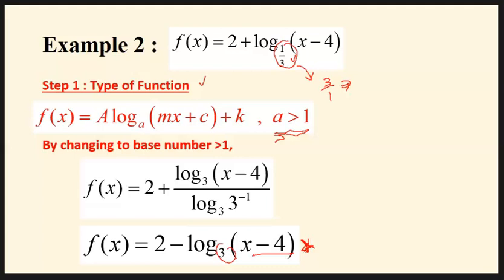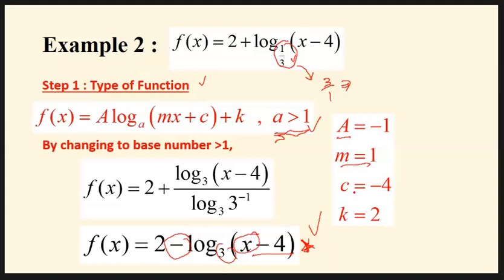And if we want to compare in detail this new form with our general equation, this is what we find: we have our a, which is the coefficient of log, is -1. The m, the coefficient of x, is 1. The c, which is the constant within the brackets, is -4. And the k, the constant outside, is 2. And one thing is missed out here, the small letter a, which is the base number, which equals 3 now, after we make the changes.